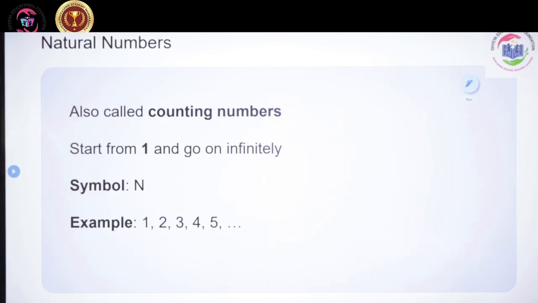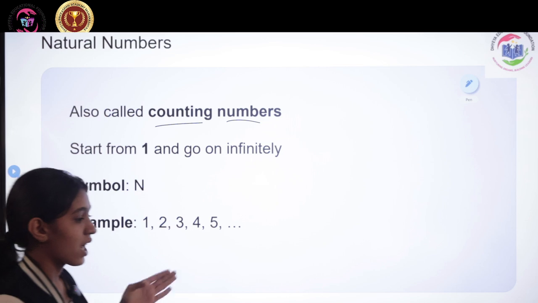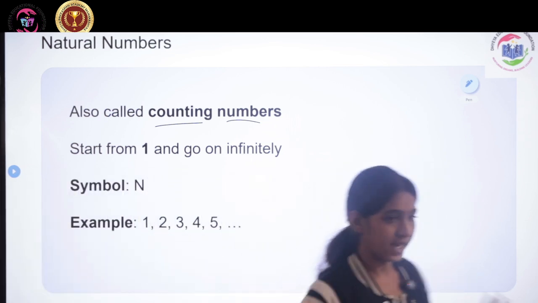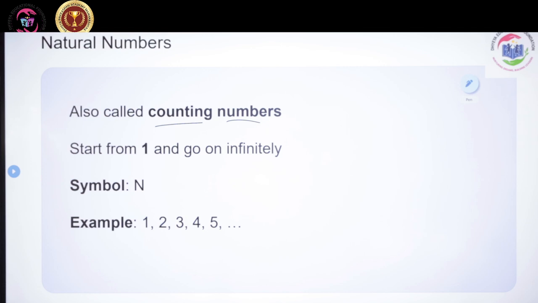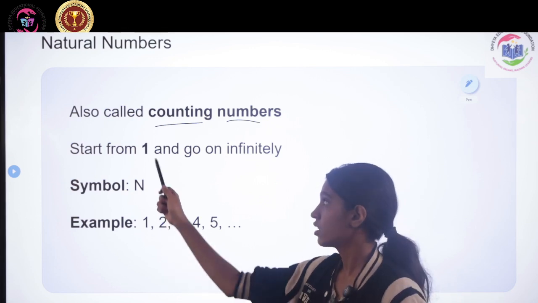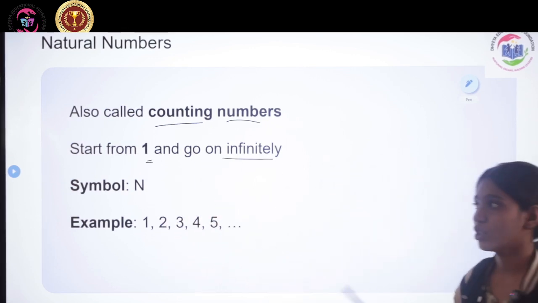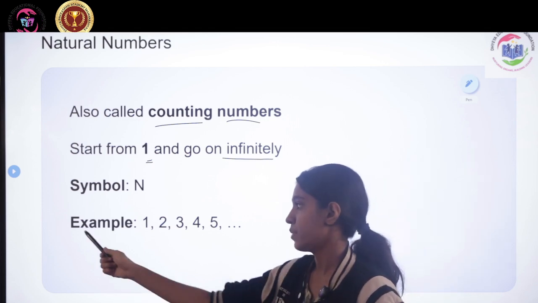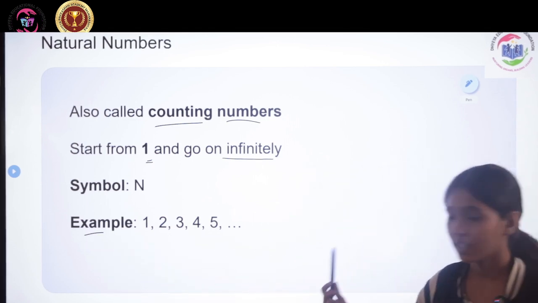Let's move on to the next slide. Natural number. Natural numbers are also called counting numbers, with which we can count items, and they start from 1 and go on to infinity. Counting starts with natural number 1 to infinity. Remember, a symbol is used for natural numbers. Example is given: 1, 2, 3, 4, 5, and so on to infinity.